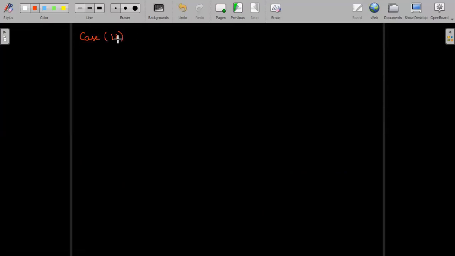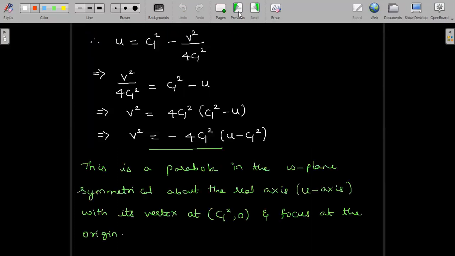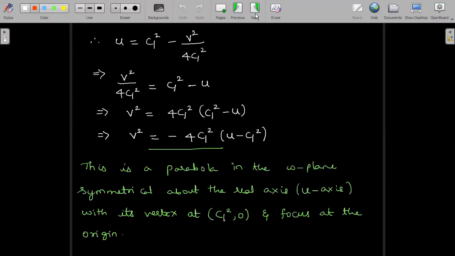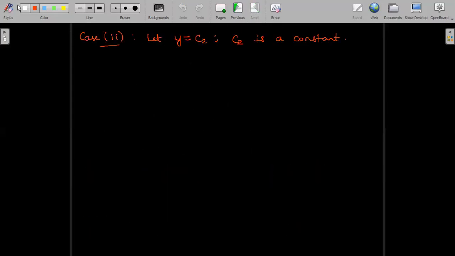Case 2: let us take y is equal to c2, another constant, where c2 is a constant, and let us substitute this in equation 1. So what was equation 1? Just observe once: u is equal to x square minus y square, v is equal to 2xy. The steps go on in the same manner as we discussed in case 1. So let us see what the steps are.